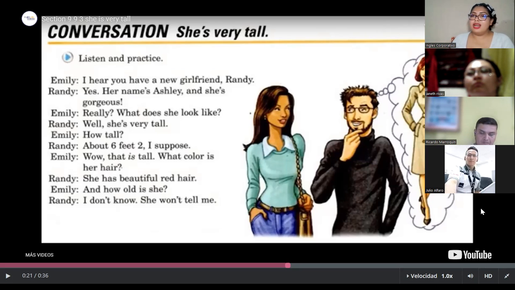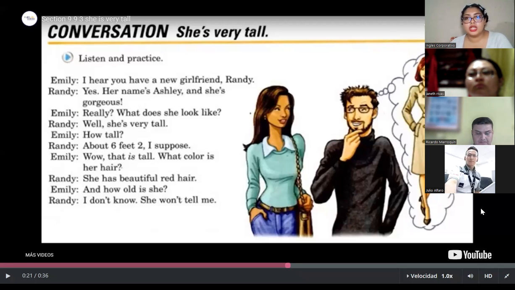And Emily said, how tall? ¿Qué tan alta es ella? And he said, about 6'2", I suppose. Wow, that is tall. What color is her hair? En este caso, como él solo le dijo que era alta, no le dijo nada más, ella quiere más información y pregunta de qué color tiene el cabello. Y él dice, she has beautiful red hair. Tiene un cabello hermoso y rojo, o un hermoso cabello rojo.